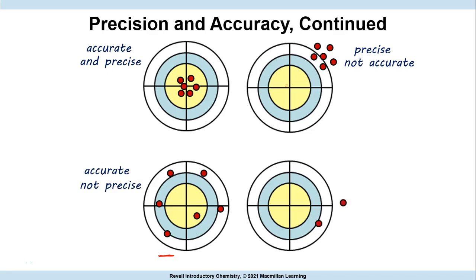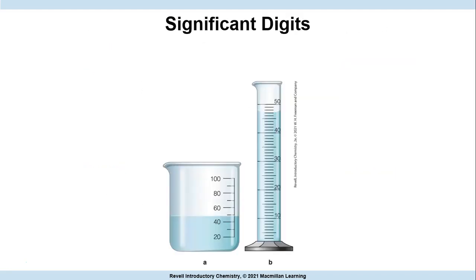Now let's look at the last case. Here, the shots are just fired at random. They are not close to each other, and they are not hitting the target. So in the last case, they are not accurate and they are not precise. Now let's look at it in terms of measurement. Let's look at the significant digits in terms of measurement.